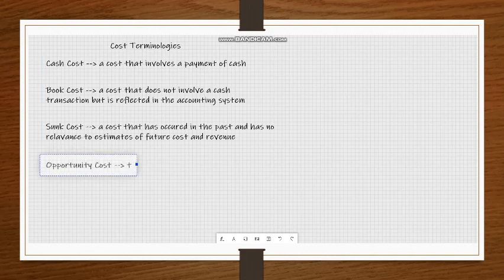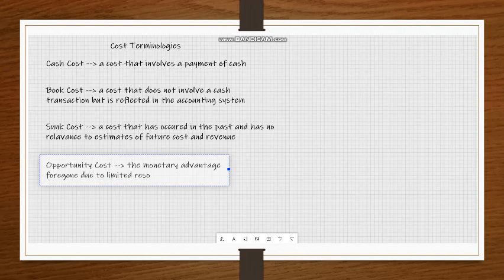This is the monetary advantage. Monetary means money advantage for a gun due to limited resources.